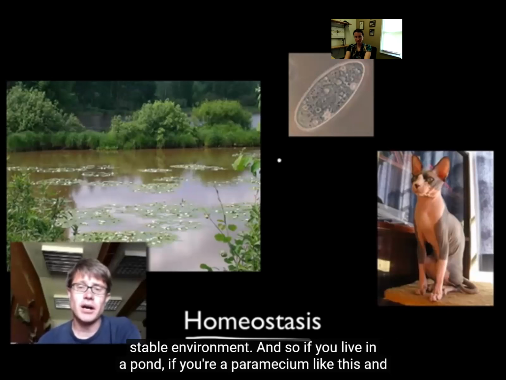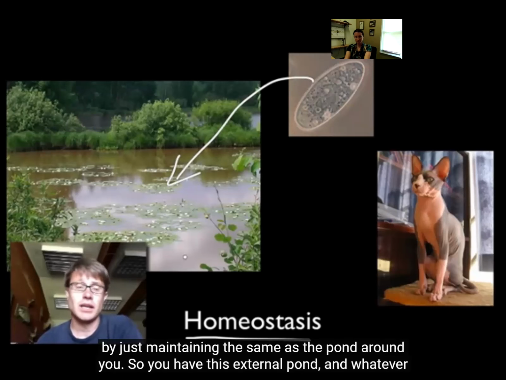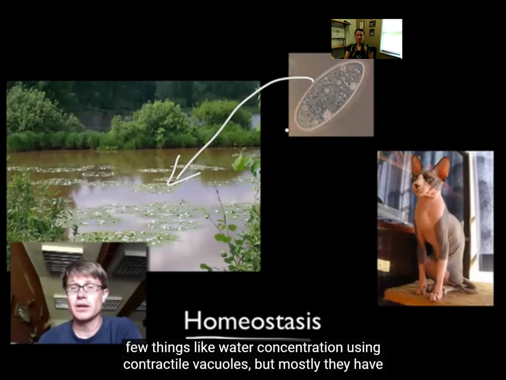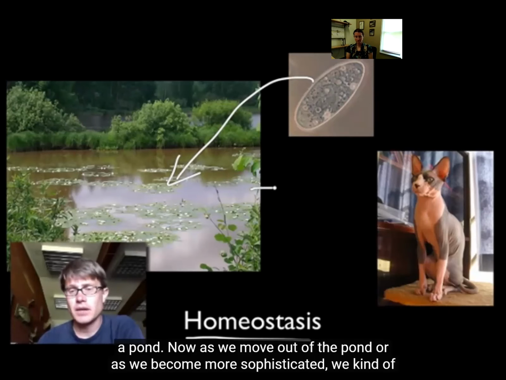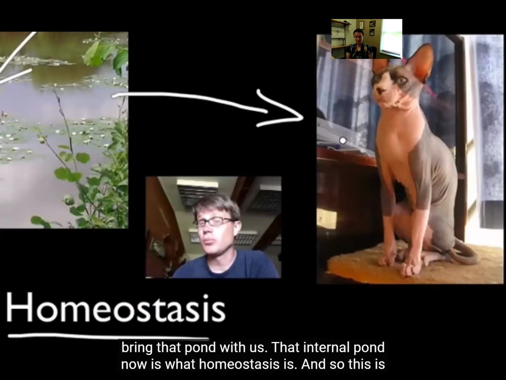And so if you live in a pond, if you're a paramecium like this and you live in a pond, you let a lot of your environment just go, and you maintain that environment by just maintaining the same as the pond around you. So you have this external pond, and whatever the temperature of that is, that's the temperature of the paramecium. Now they'll regulate a few things like water concentration using contractile vacuoles, but mostly they have a pond. Now, as we move out of the pond, or as we become more sophisticated, we kind of bring that pond with us. That internal pond now is what homeostasis is.